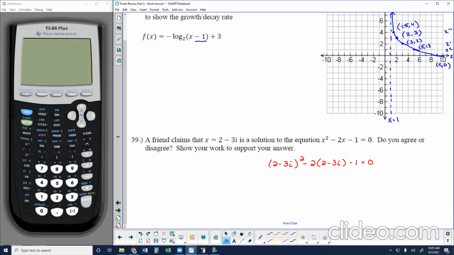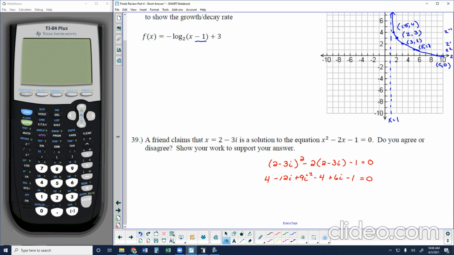So remember, when you square a binomial, you square the first term. So 2 squared is 4. I take the two terms, multiply them together, and double that. So 2 times negative 3i would be negative 6i, times 2 would be negative 12i. And then I square the last term. So negative 3i squared would be 9i squared. I'm going to distribute my negative 2 for my second set of parentheses. So that would give me negative 4 plus 6i minus 1 equal to 0.